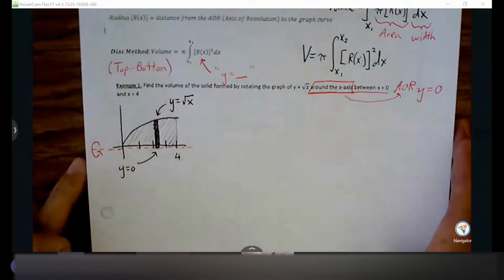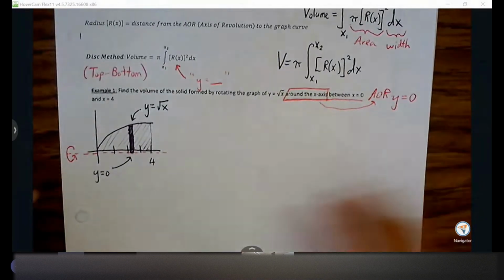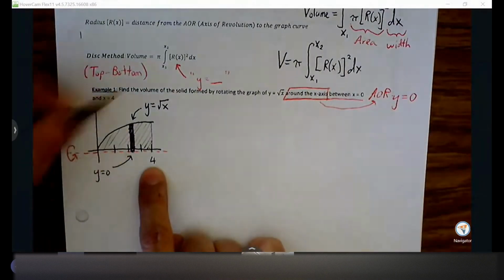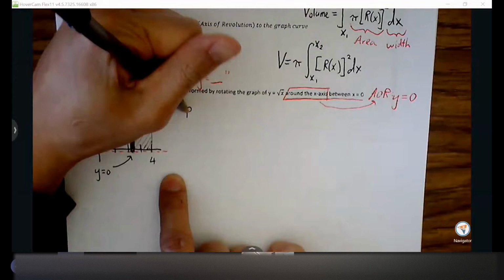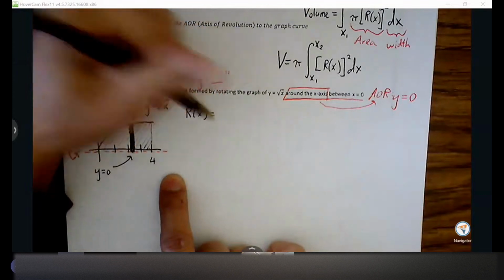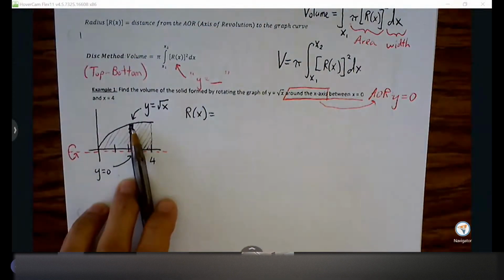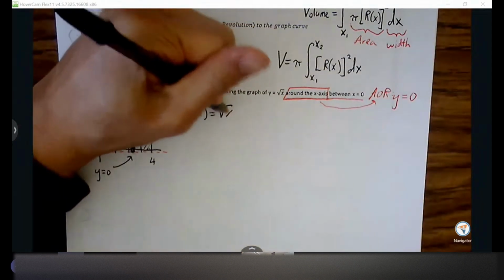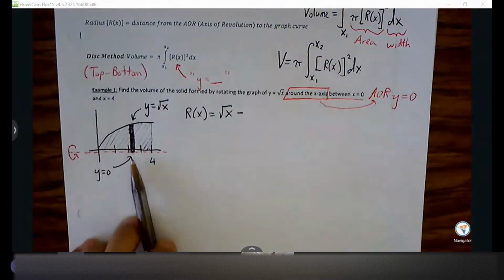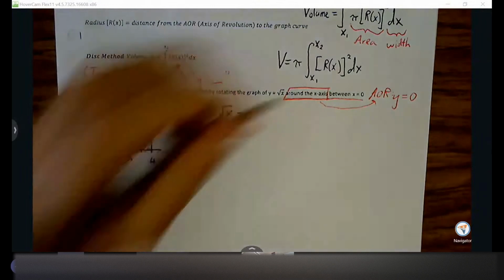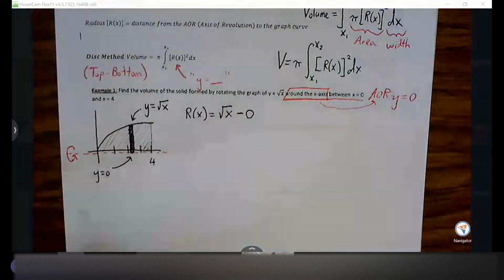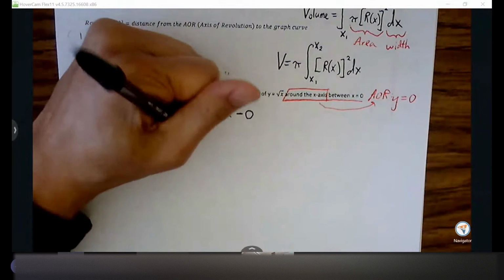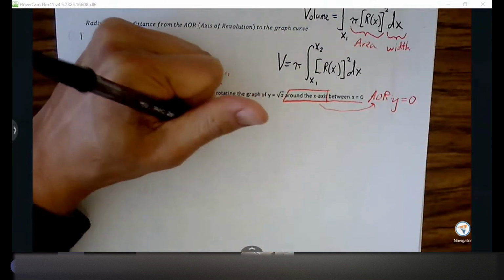Okay, so now let's build our radius. Our radius is just the top of the radius minus the bottom of the radius, so big R of x. We see the top of the radius is touching the curve, so root x, minus the bottom of the radius is sitting at 0, so minus 0. That cleans up nicely to just be root x, so we say R of x is just root x.